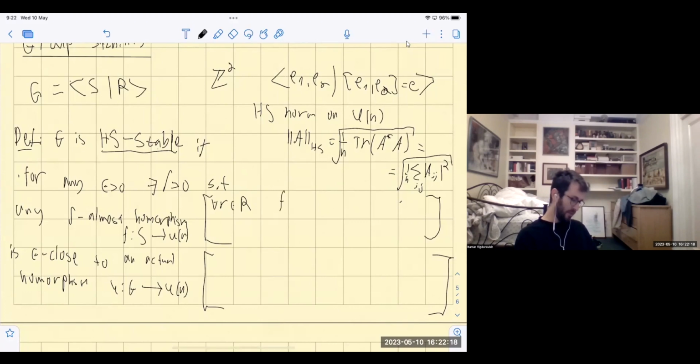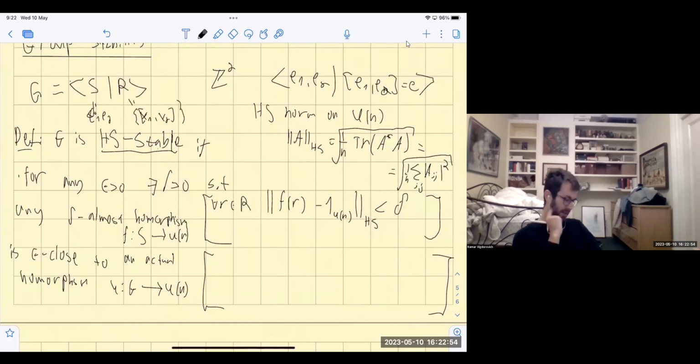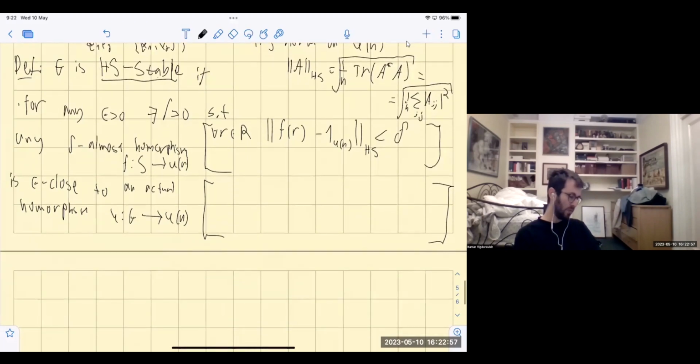F of r is close to the identity. Okay. So if G is Z^2, then R is just one relation, which is the word x1 x2 x1 inverse x2 inverse. So here it's demanding that the matrices almost commute.